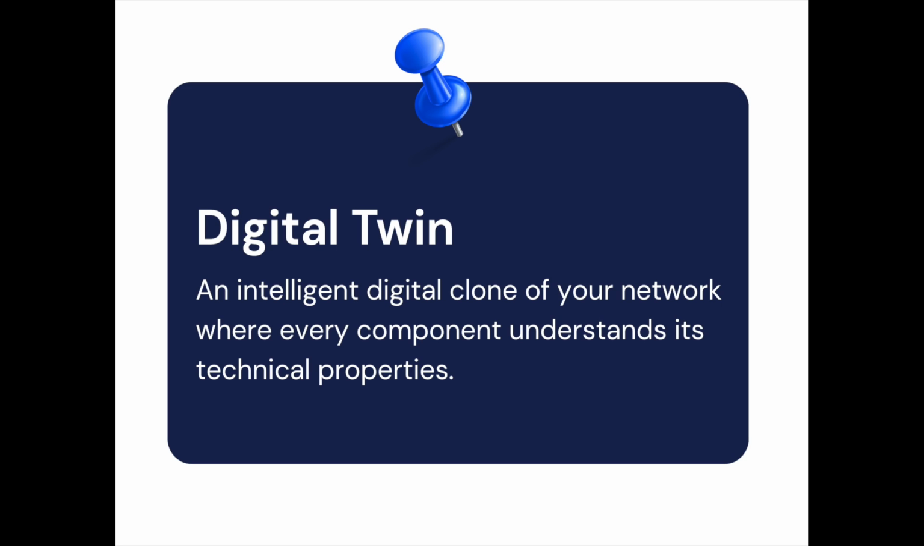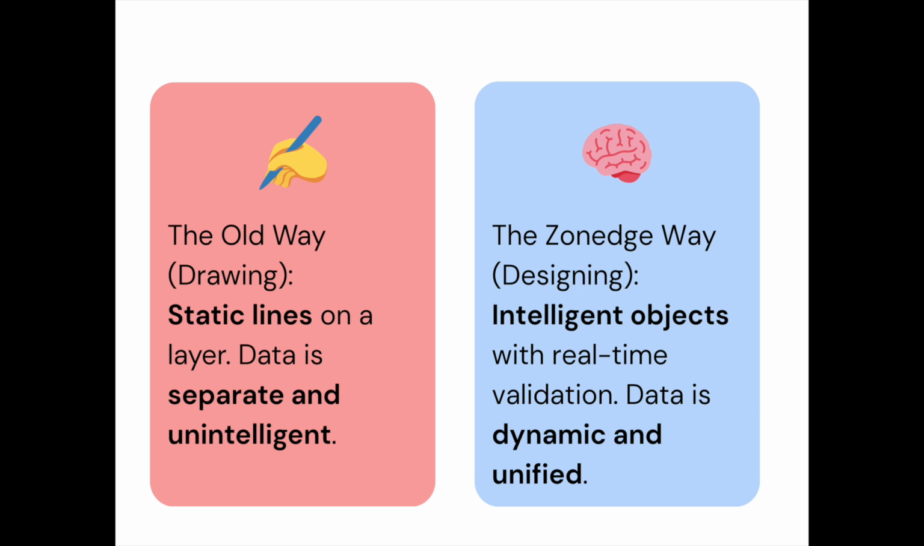So when you place a cable in Zonedge, it's not just a line. No, it's an object that knows it's a 144 fiber Corning cable. It knows its specific technical properties, its exact diameter. It has real intelligence built right in. And the difference is night and day.